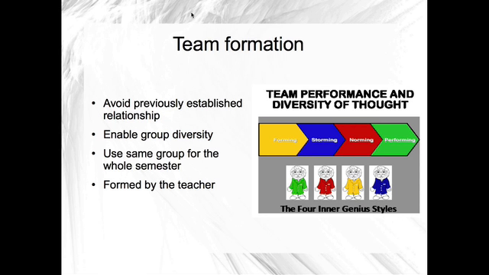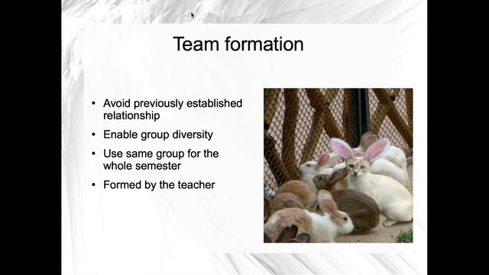Let's expand the first principle. In team formation, it is better to enable group diversity and avoid established relationships, because established relationships based on backgrounds such as nationality, culture, native language, region, or species can make some members feel entirely excluded. Like this cat, no matter how much she tries to be a bunny, she's still a cat.